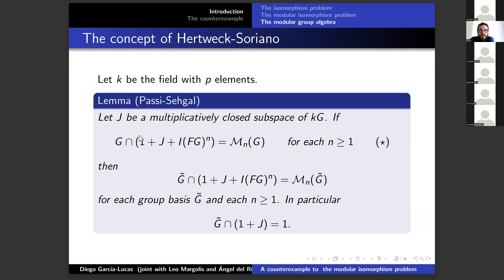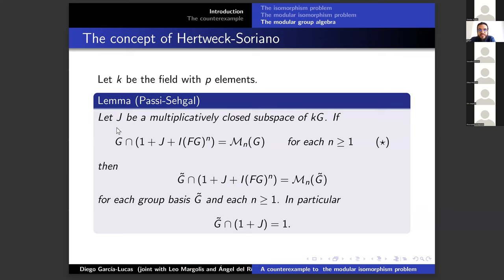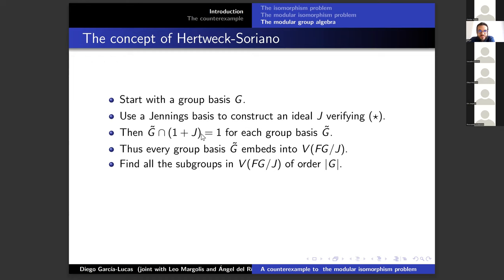Then the recipe of Helberg and Soriano is as follows. We start with a group basis G. Then we use this group basis to construct a generic basis, and the generic basis is used to construct some ideal J as big as possible, satisfying this star property. Then, by the lemma, every group basis intersects trivially with this set. So it follows that every group basis embeds in the group of units of this quotient algebra.